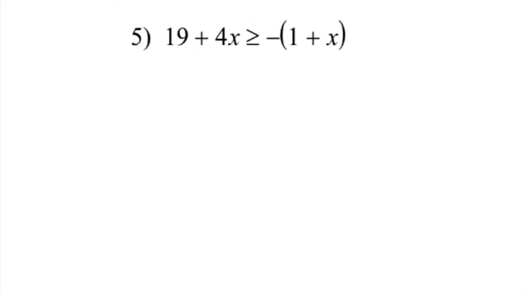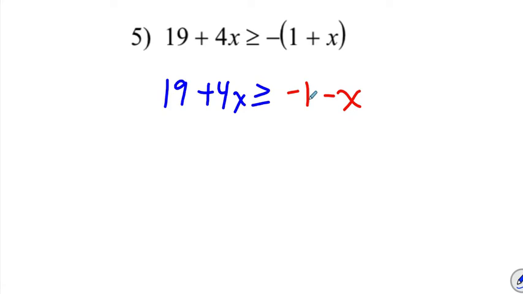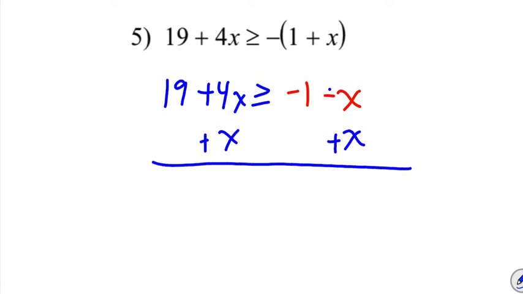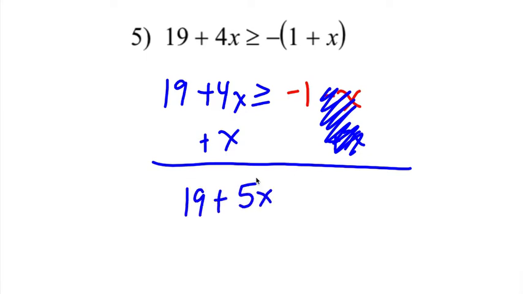Number 5, this is our last regular inequality before we get into the compound inequality. So 19 plus 4x is greater than or equal to, distribute the negative through, which really all that does is change our signs, negative 1 minus x. Now I'm going to bring the x over, so it's a negative x, so I will add x to both sides. Negative x plus x is 0, so they're gone. Over here we get 19 plus 4x plus x is 5x is greater than or equal to negative 1.